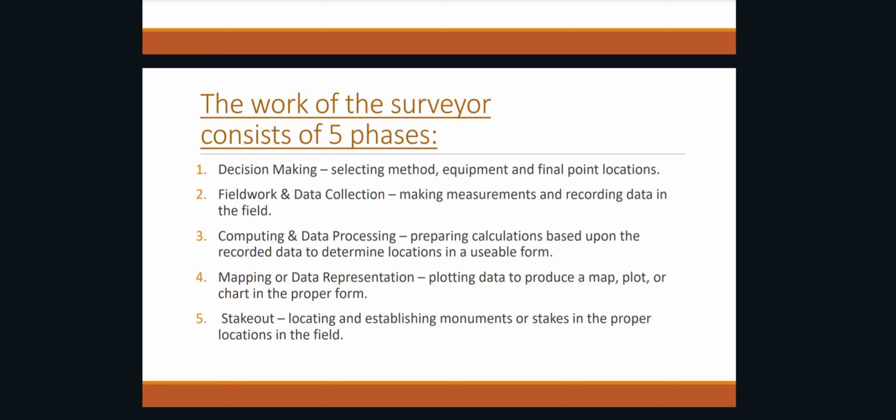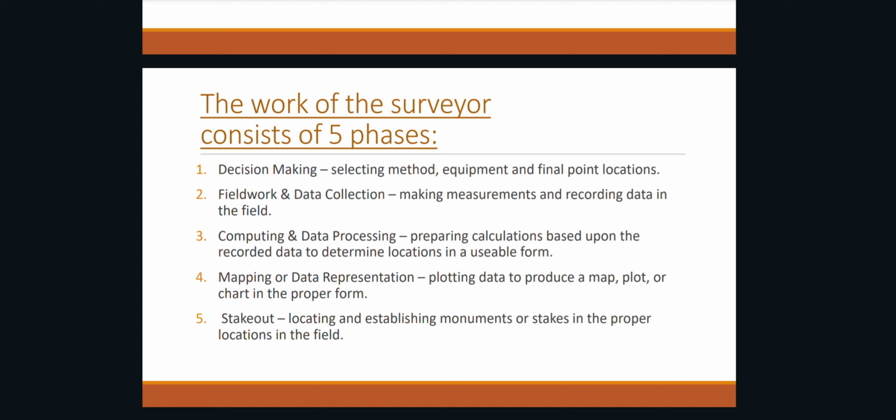Second step is field work and data collection. It involves measuring the different types of data in the field using instruments. Different types of instruments and different methods can be used for data collection. Third is computing and data processing. In this, we prepare calculations on the basis of the data collected in the second stage and determine the location in usable form.